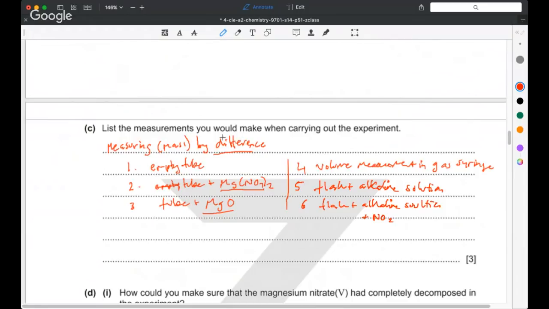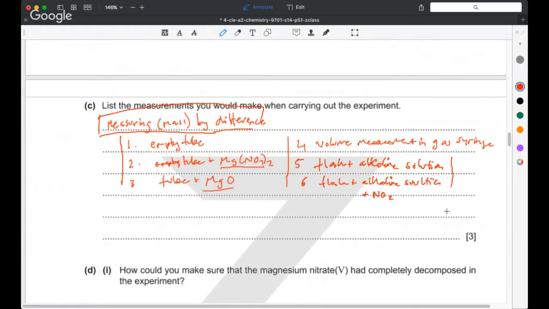So you can see how this idea of using a difference works its way through. You know, in this experiment, we had to do it twice, didn't we? Once here for the solid and once here for the mass of the gas. Yes? So we're measuring mass by difference.